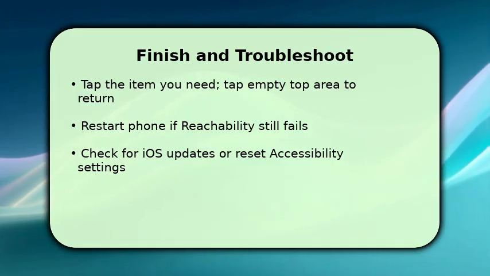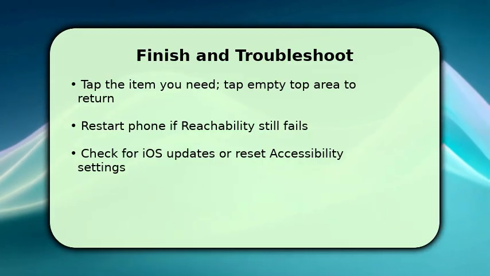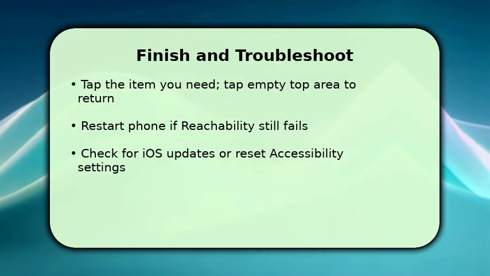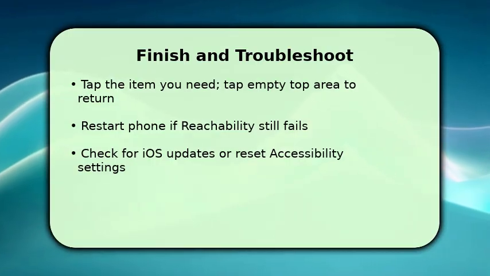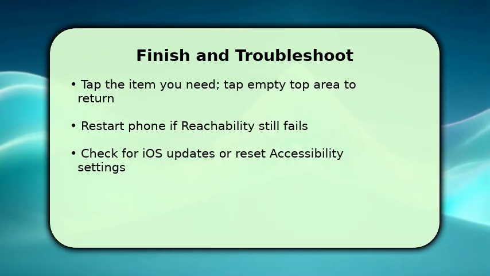If reachability fails repeatedly, restart your iPhone first. Many gesture issues clear after a reboot. Once done, make sure your iOS is up to date. If problems persist, reset accessibility settings or contact Apple support. This fixes permission or configuration bugs that prevent gestures from being recognized.